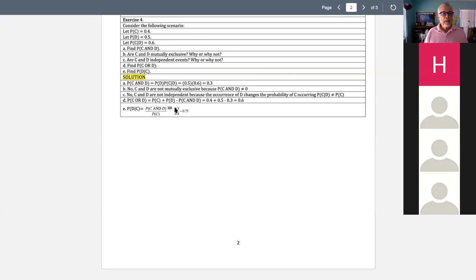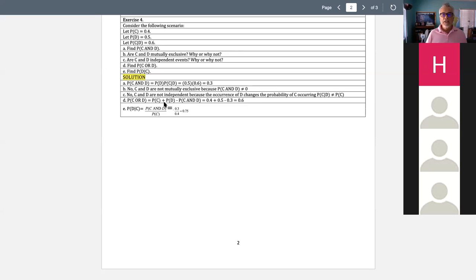Okay. And then to calculate the probability of C or D, we use the so-called additive rule of probability. The additive rule says that the probability of C or D is the sum of their probabilities minus the probability of their intersection, or their joint occurrence, the probability of C and D. Again, that's a theorem. That's a law or a rule in probability called the additive rule.